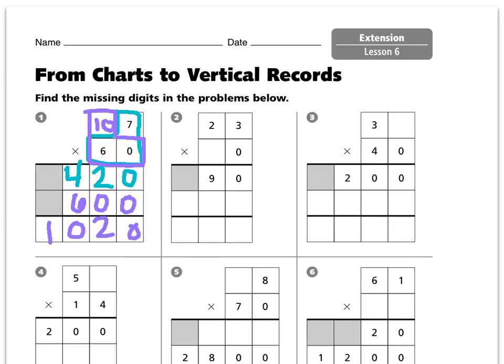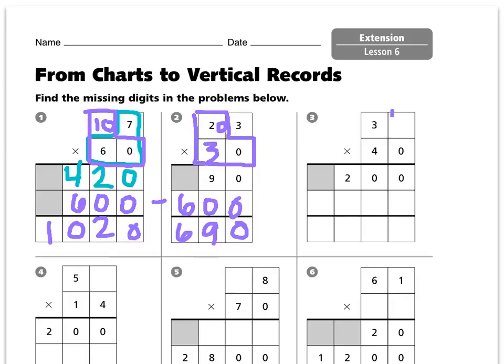You're going to do the same thing. You need to think about 3 times what will get you 90. And I know that 3 times 30 gets me 90. Then I need to do 20 times 30 to get the second number. And I know that 20 times 30 is going to equal 600 because 2 times 3 is 6, and then the 20 has a 0 and the 30 also has a 0 that you add on. Then you add it together and you get 690.